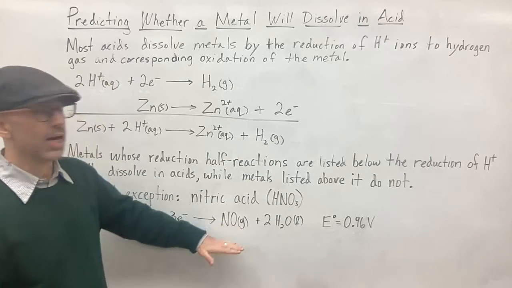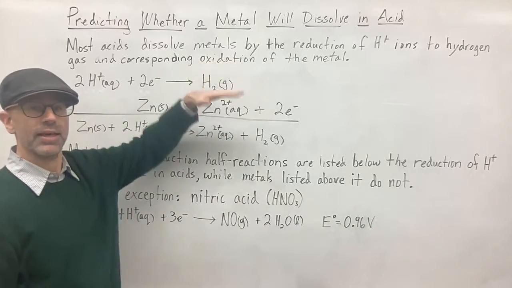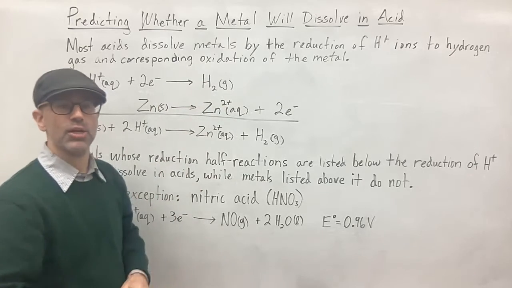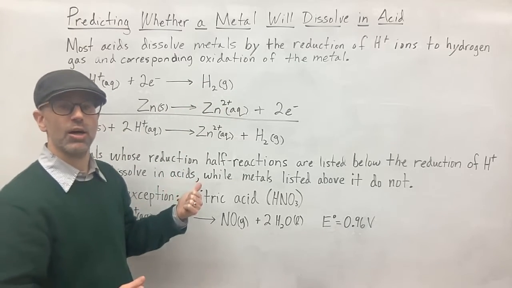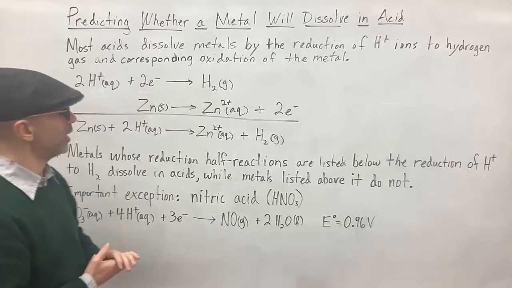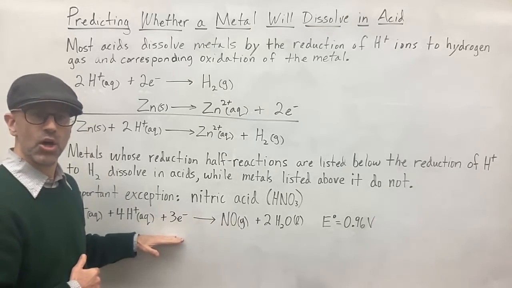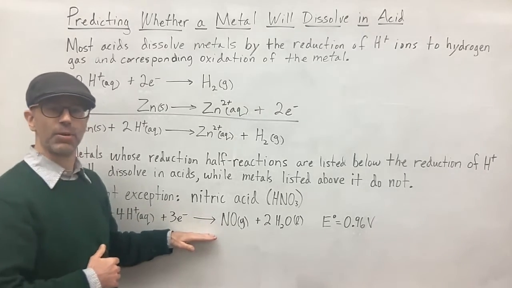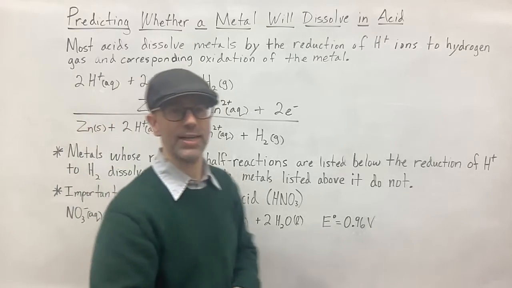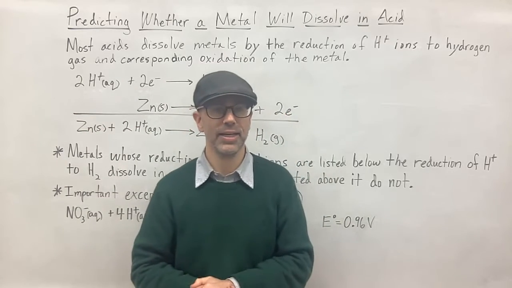And because this is above hydrogen, that means there are going to be more metals below it that it can dissolve. So copper, we saw, wouldn't dissolve if it's coupled with the hydrogen reaction, but it will dissolve if it's coupled with this one. So if you throw copper into nitric acid, the copper will dissolve. And that's how you can figure out whether or not a metal will dissolve in acid.